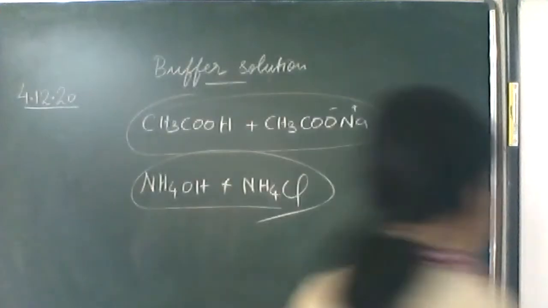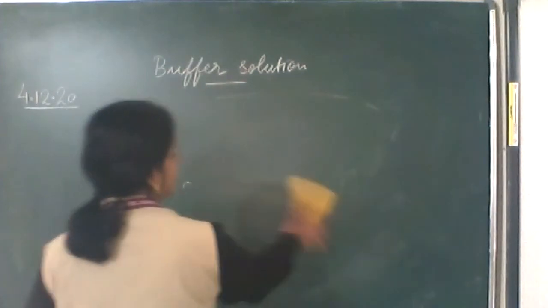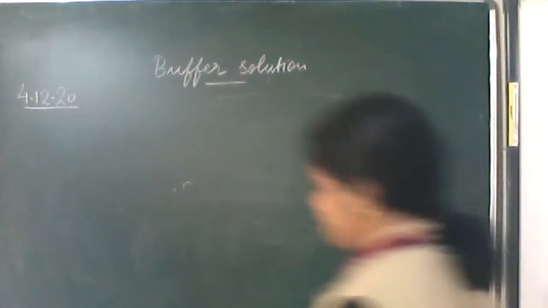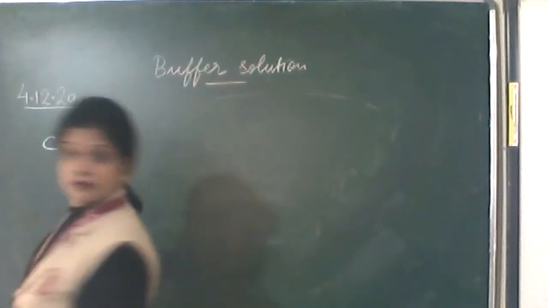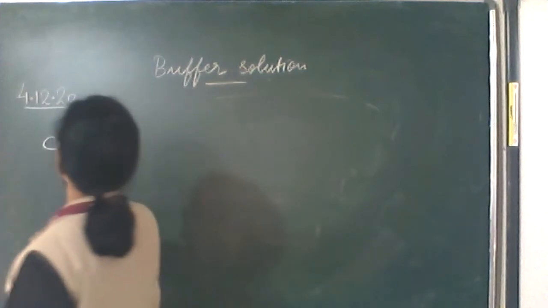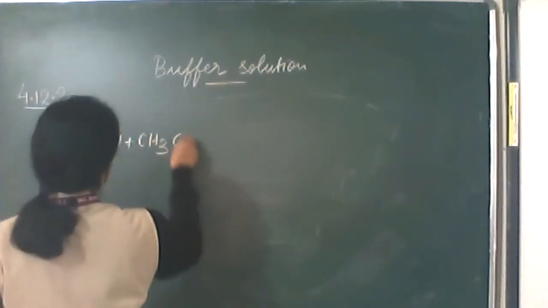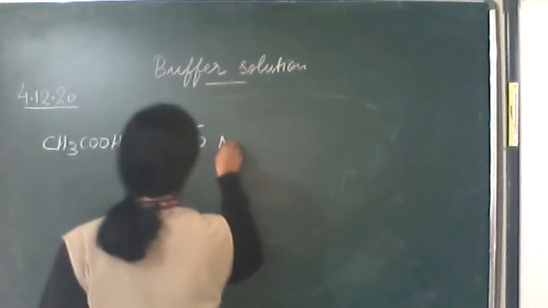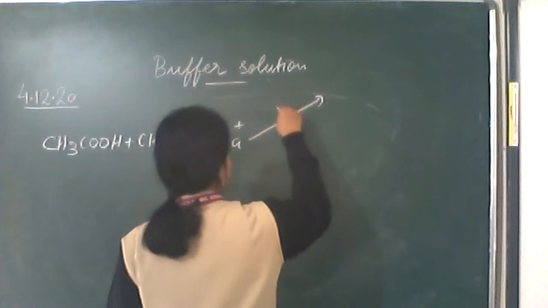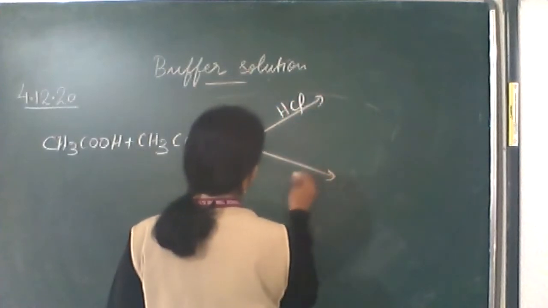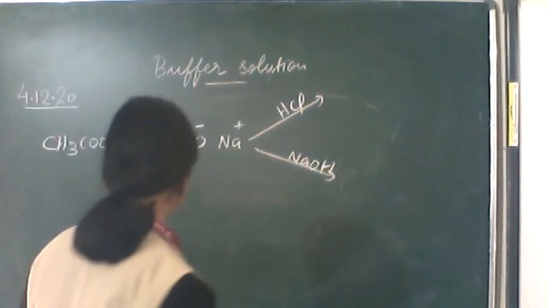How does this buffer action take place? So let's take these two mixtures and see what happens when we add a little bit of acid and base. So here, CH3COOH plus CH3COO minus Na plus. Here you are adding a little bit of acid and a little bit of base.